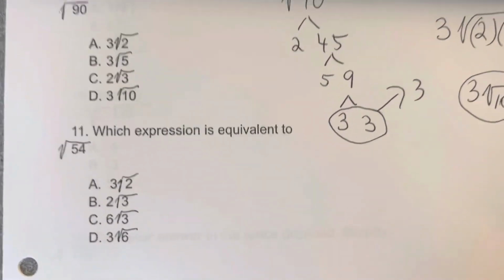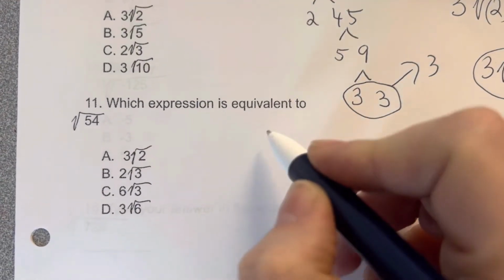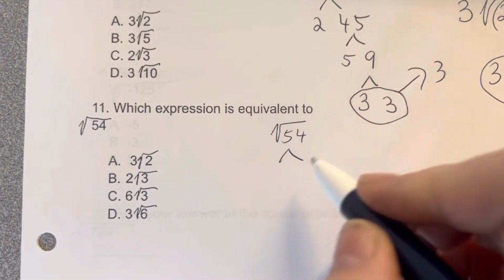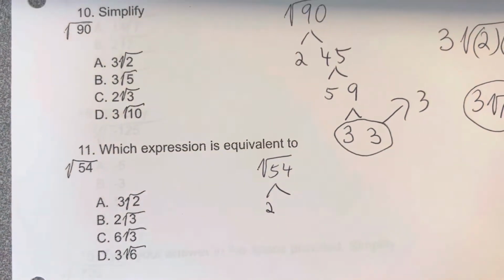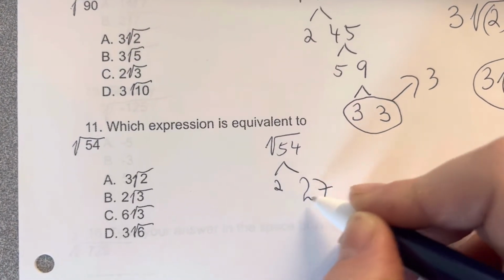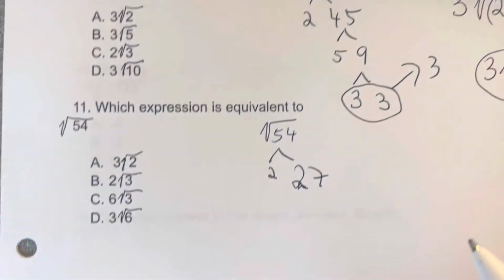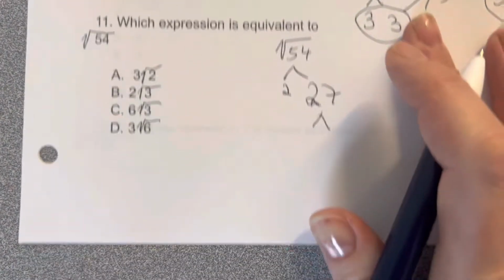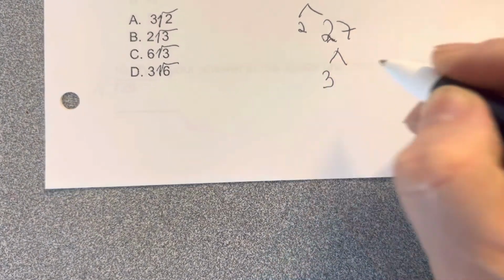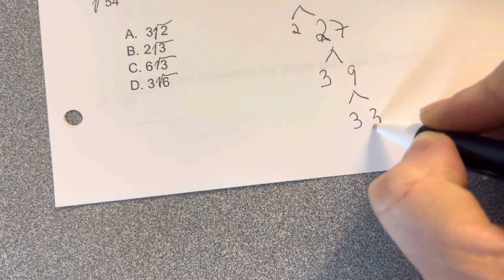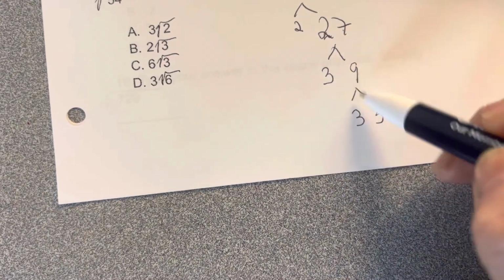Okay, let's do number 11. All right, now this is an even number, so we're going to start dividing with 2. So 54 divided by 2 gives us 27. Whoops. All right, now, this is an odd number, so we're going to start with 3, which gives us a 9. So 27 divided by 3 is 9, 9 divided by 3 is 3.